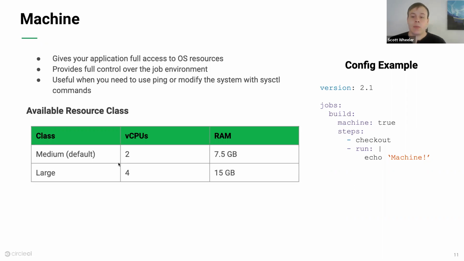One caveat to using machine is the spin up time. In Docker, we typically see the spin up happen in a few seconds. The machine executor, we have expectations that it could take anywhere from 30 to 60 seconds before your job will start executing the job steps. An example for configuring the machine executor, we specify the version key to 2.1. We specify a job called build, which uses machine true. And then we check out the code and echo machine using bash.